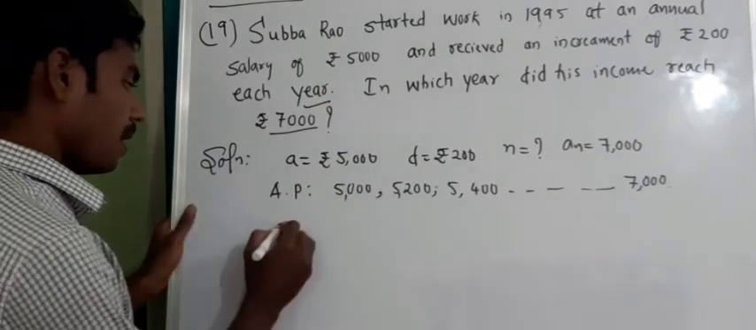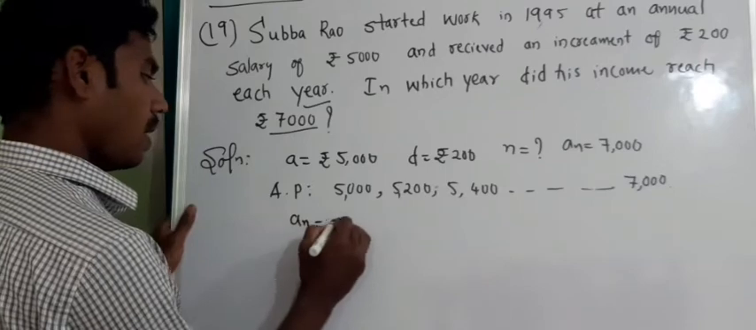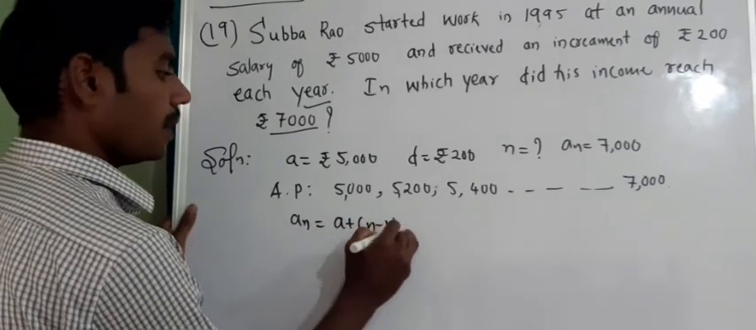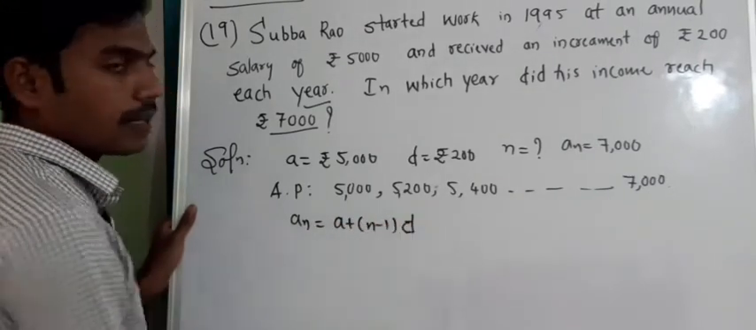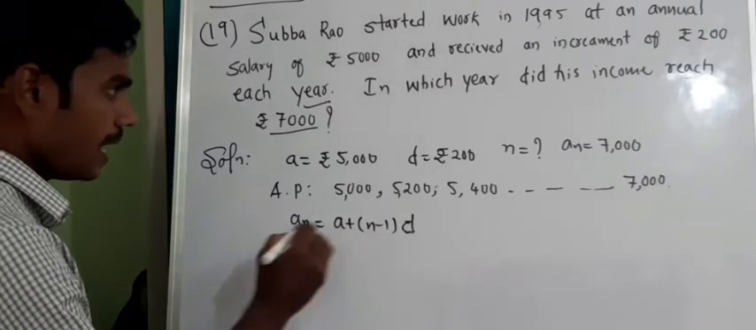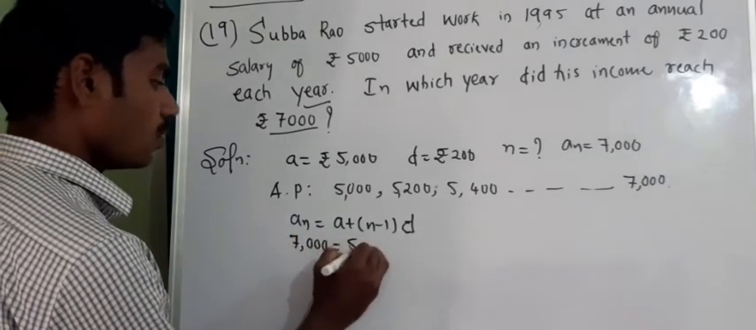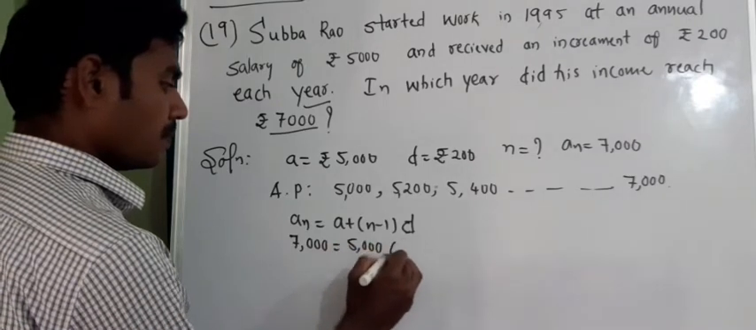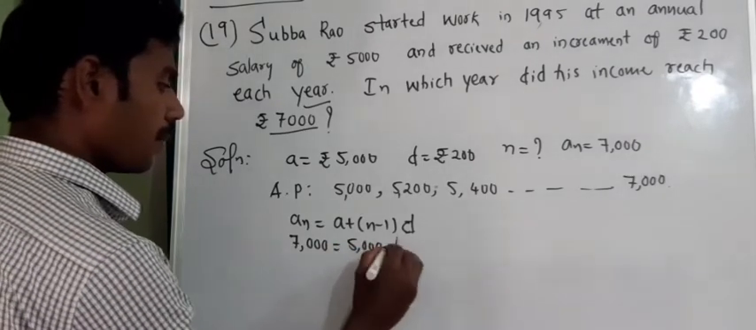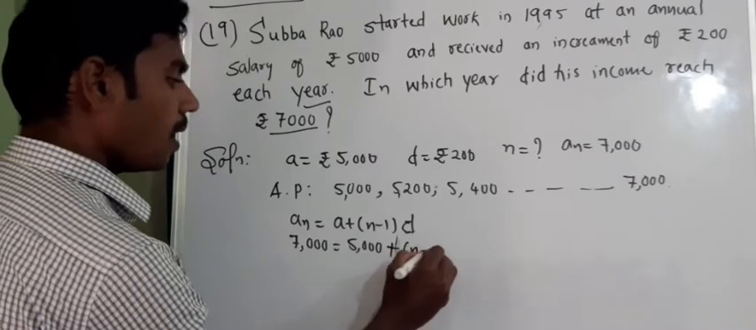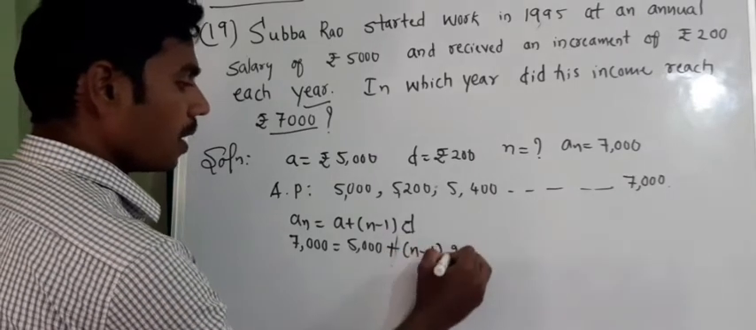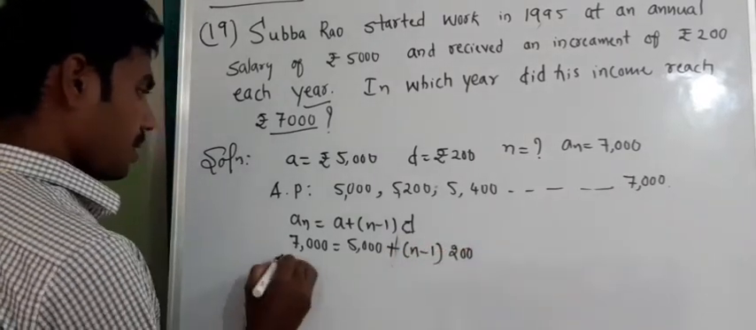So, AN is equal to A plus N minus 1 into D. This is your nth term formula. What is AN here? 7,000. What is A? 5,000. Plus, what is N? I need to calculate it. D is rupees 200.